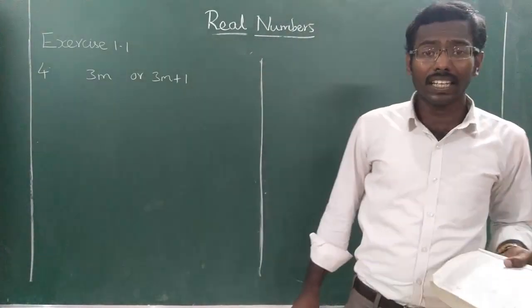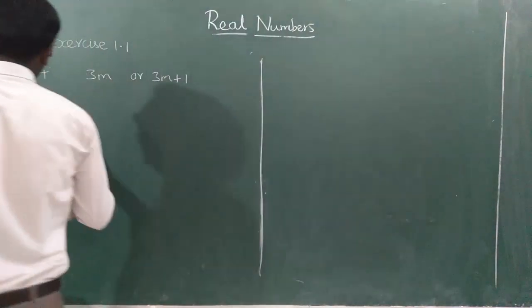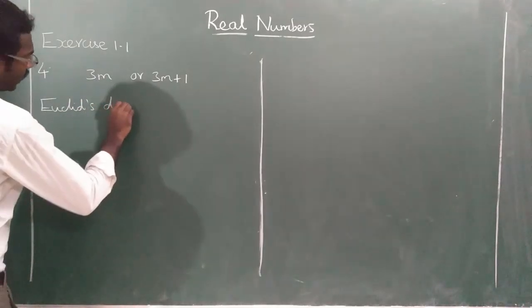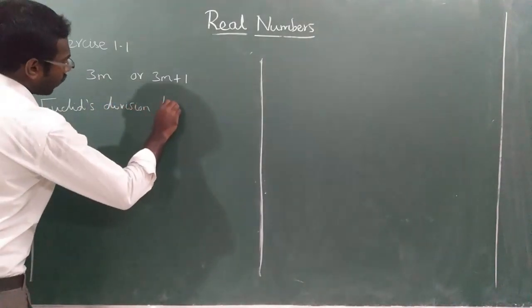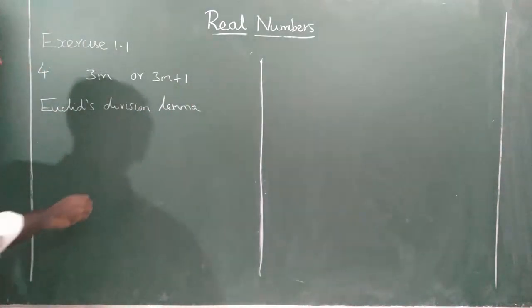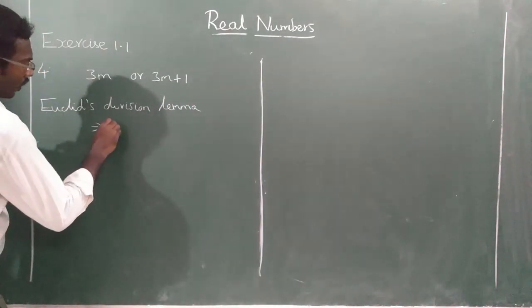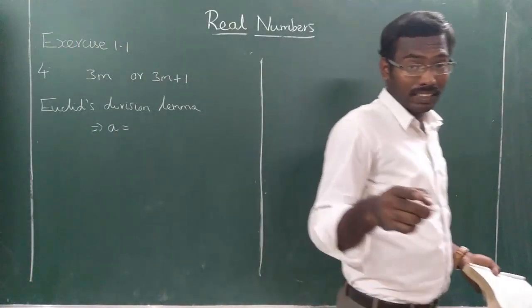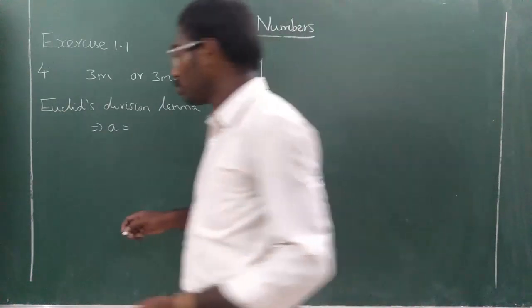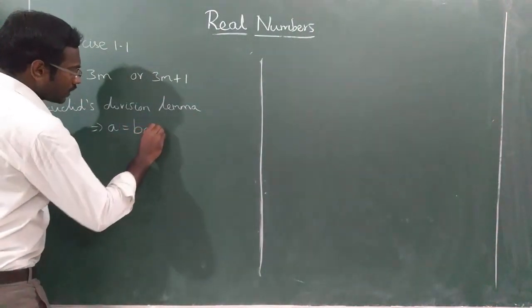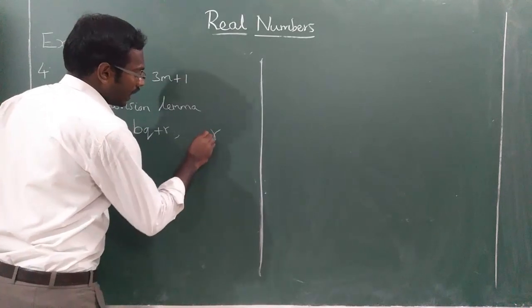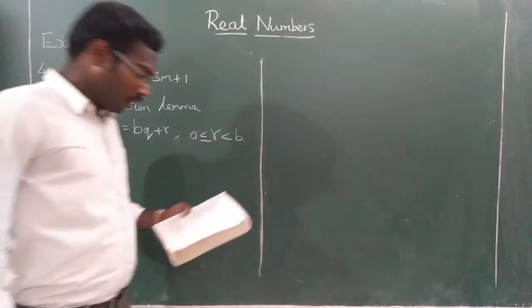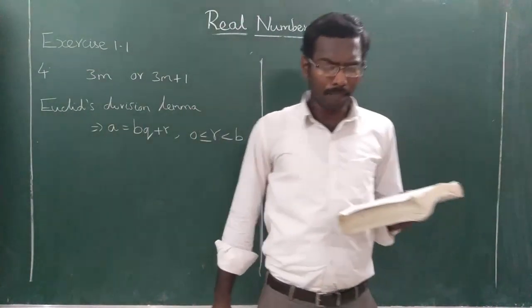Use Euclid's division lemma. So what is Euclid's division lemma? First let us write that. Euclid's division lemma. Do you remember Euclid's division lemma? We saw it in the last class. What is that? A is equal to BQ plus R, where R is greater than or equal to 0 but less than B. This is Euclid's division lemma. The hint is given in the question.